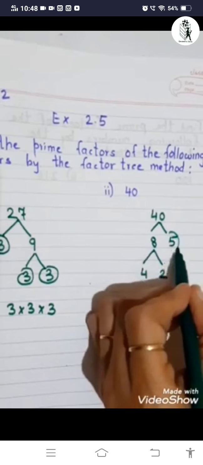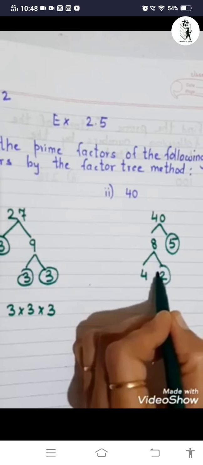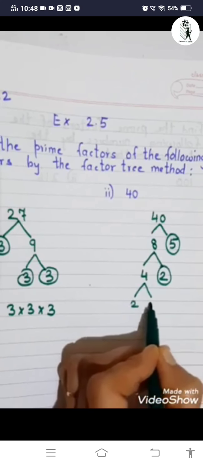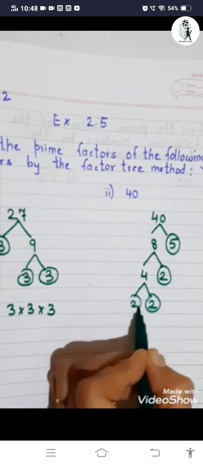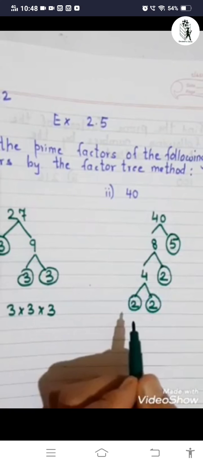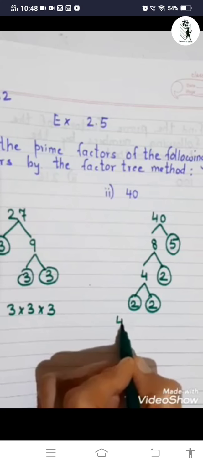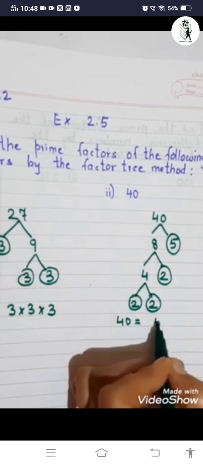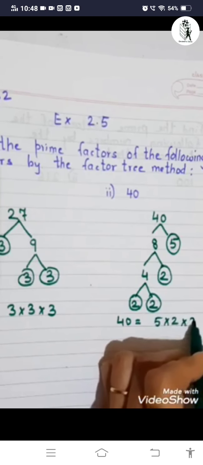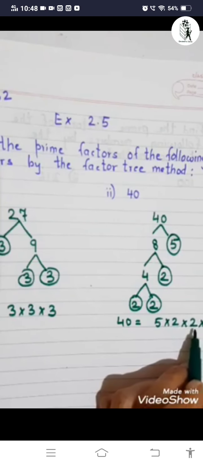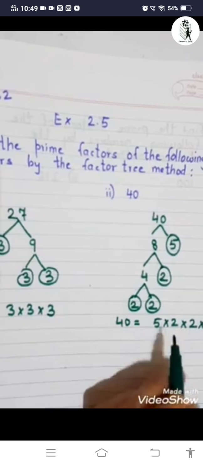Now we have 5 as a prime number and 2 as a prime number, but 4 is still a composite number. So again you will split this 4 into the product of 2 and 2. Now you will see in the last stage 2, 2, 2, 5, all are prime numbers. So 40 is equal to 5 multiplied by 2 multiplied by 2 multiplied by 2. 5 2s are 10, 10 2s are 20, 20 2s are 40. You have to check it again.